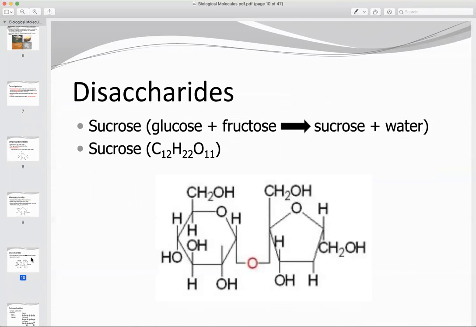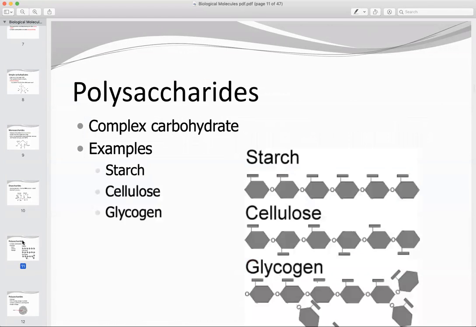For example, sucrose here. Sucrose is formed when we join together two monosaccharides, glucose and fructose, all right? Sucrose is the name for table sugar. Table sugar is formed from joining together glucose and fructose, okay?